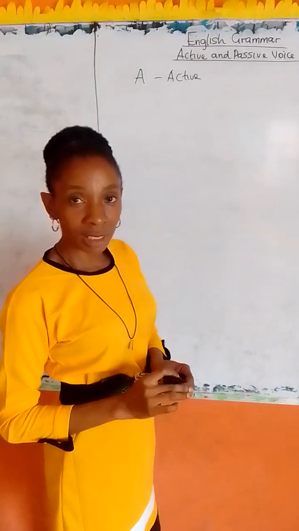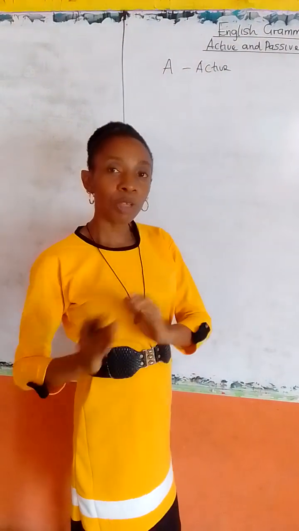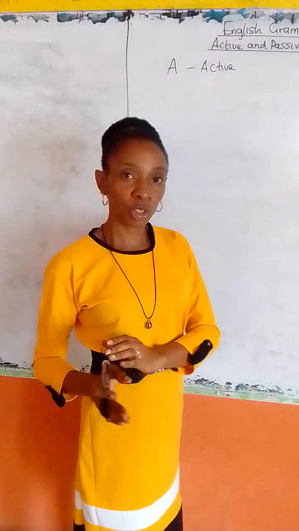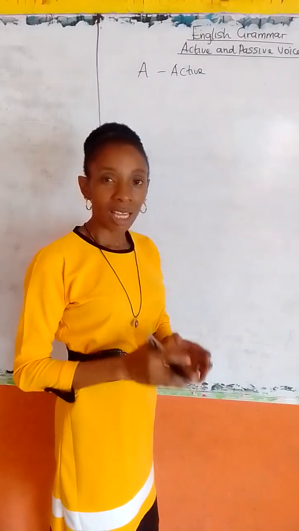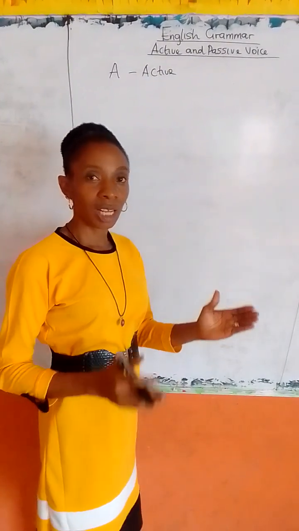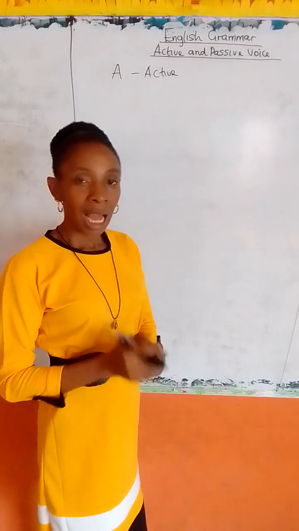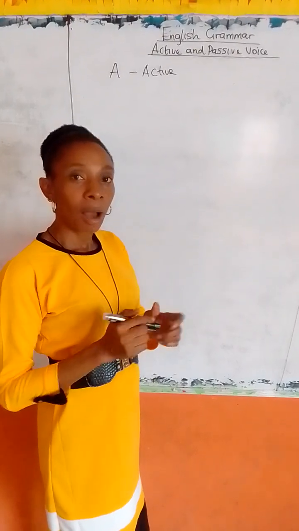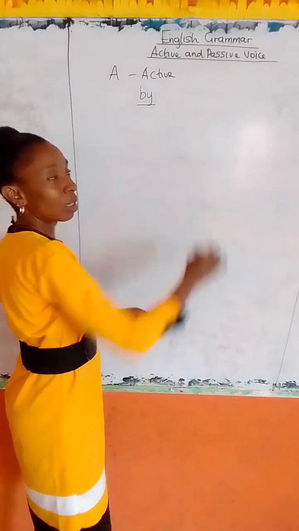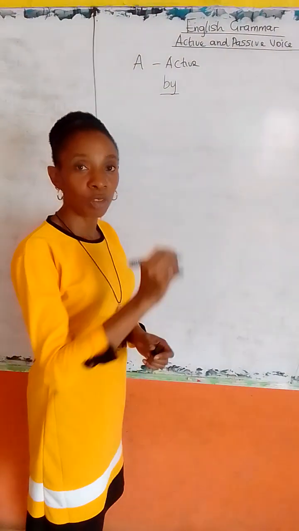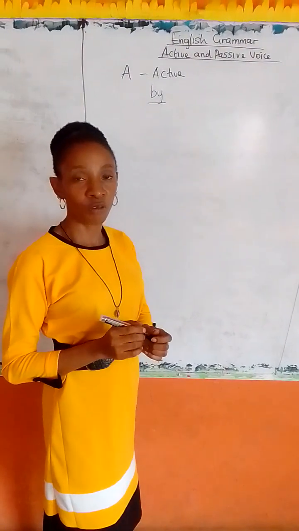The second is the passive voice. Now, in the passive voice, the doer takes the B position, which is the object position, and then the object position takes the subject position, meaning that the object comes first, and then the subject goes to take the object position. And how do we identify the passive voice? By the word by. When you have a sentence having the word by, it tells you that that sentence is in the passive voice.